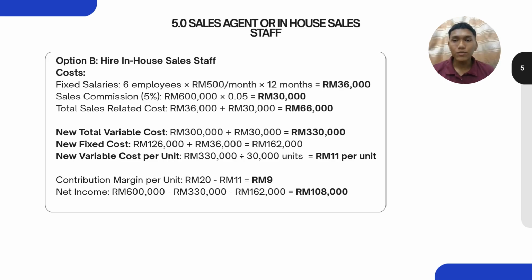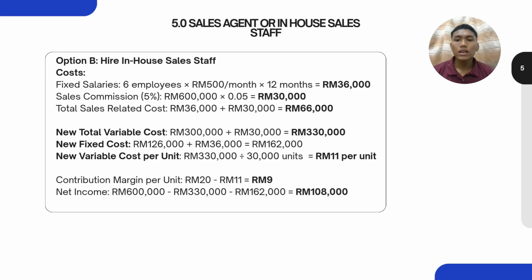Now, let us move to option B. The company planned to hire 6 sales employees. Each employee earns 500 per month, so the annual fixed salary cost is 36,000 ringgit. They also receive 5% commission, which equals 30,000 ringgit. Total salary-related costs will become 66,000 ringgit.